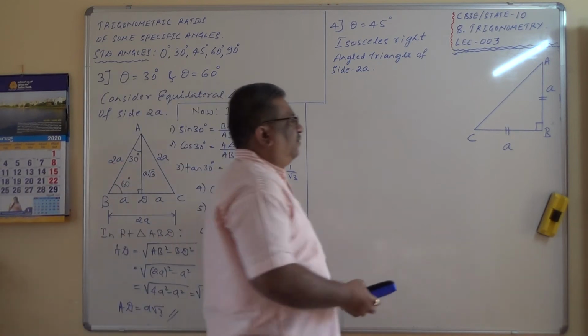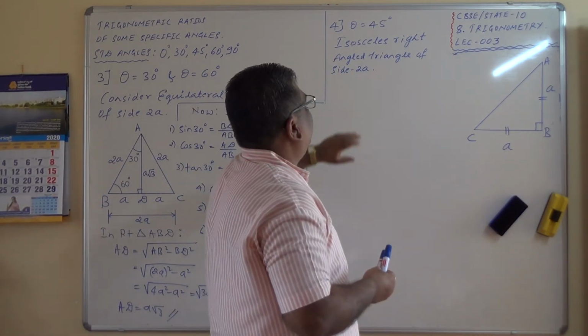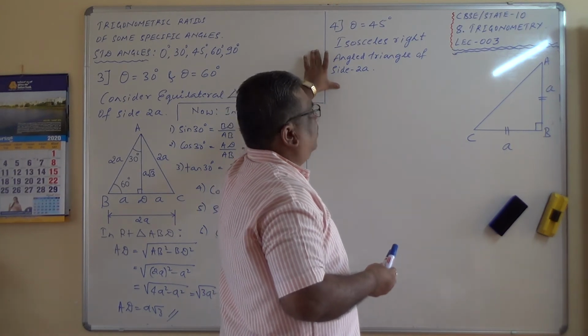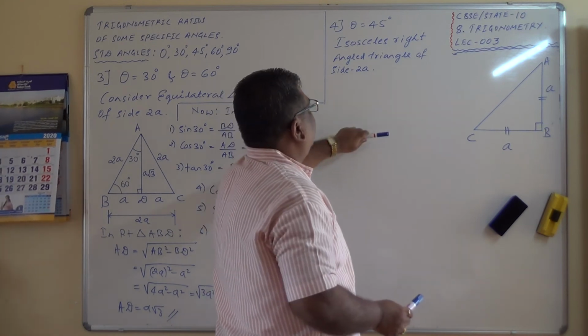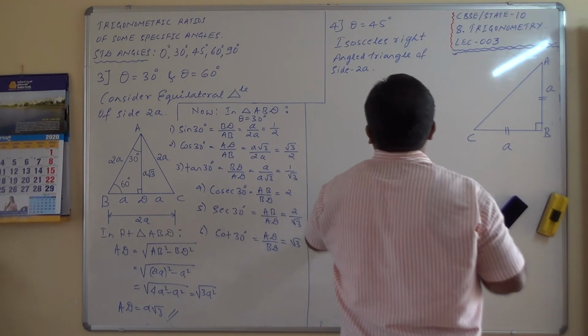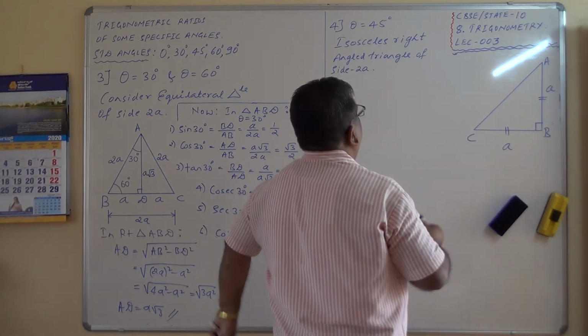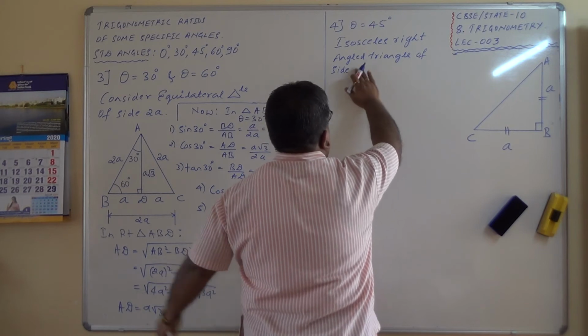Now we will consider 45 degrees. Theta equals 45 degrees. For 45 degrees, in order to prove the T ratios, we are considering an isosceles right angle triangle. Directly I can take side A only, not 2A. Only for that case it is A.